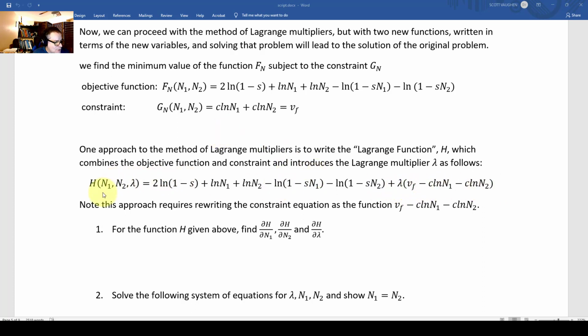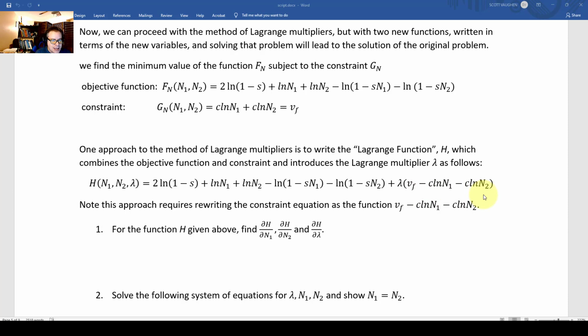But in order to do it this way with this function h, what you have to do is take your constraint equation and rewrite it as a function equal to 0, and take that as a function that you then use here. So notice how the c ln n1 became a negative, c ln n2 became a negative. I'm moving them to the other side of this final velocity and creating this function that I want to set equal to 0. That's what this is here.